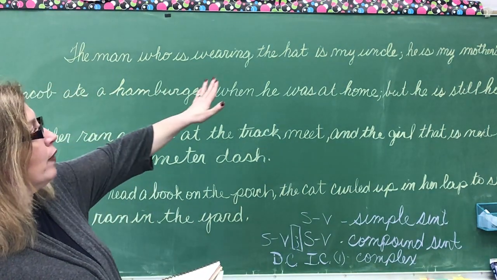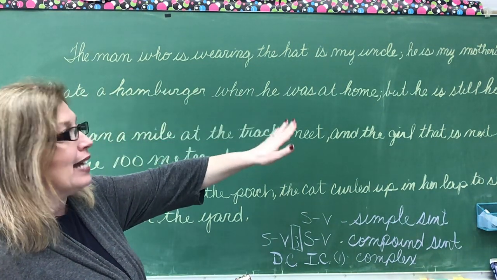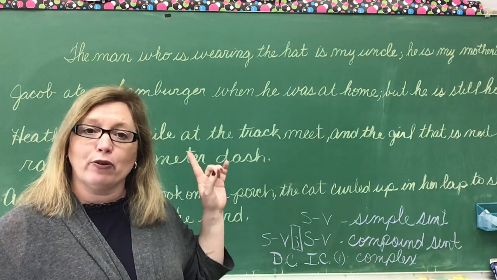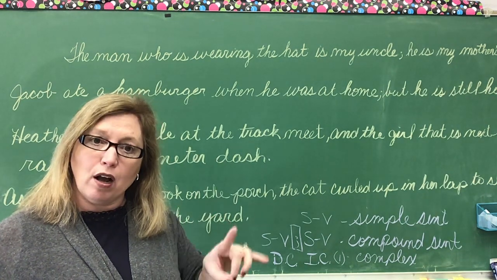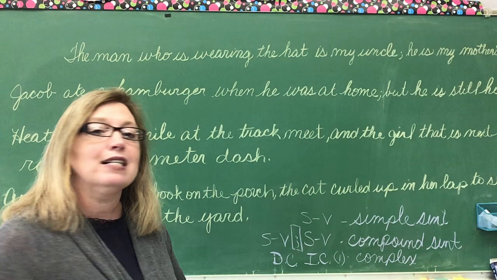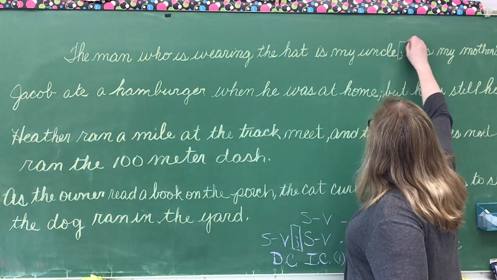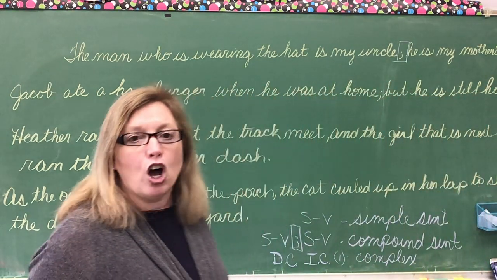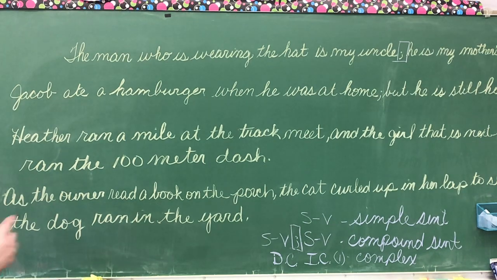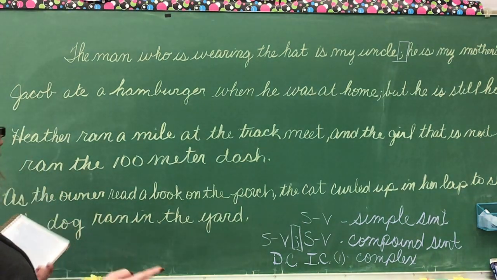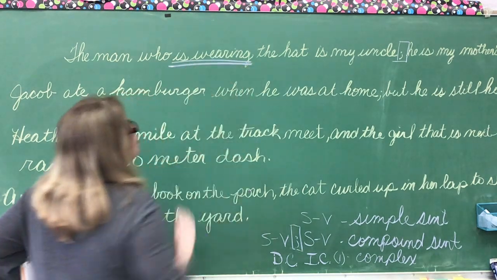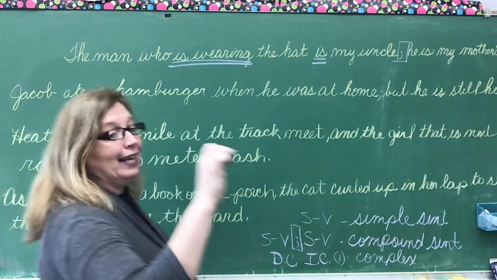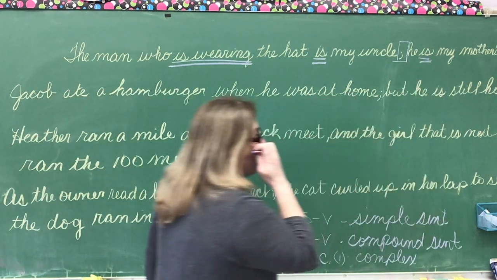The man who is wearing the hat is my uncle; he is my mother's brother. So the first thing we're going to look for is either a semicolon or a comma and a coordinating conjunction. In this case, we have a semicolon, so put a box around that. Now, let's go through and find all of the verbs. The man who is wearing: is wearing is a verb. The hat is, that's a verb. My uncle. He is, another verb, my mother's brother.